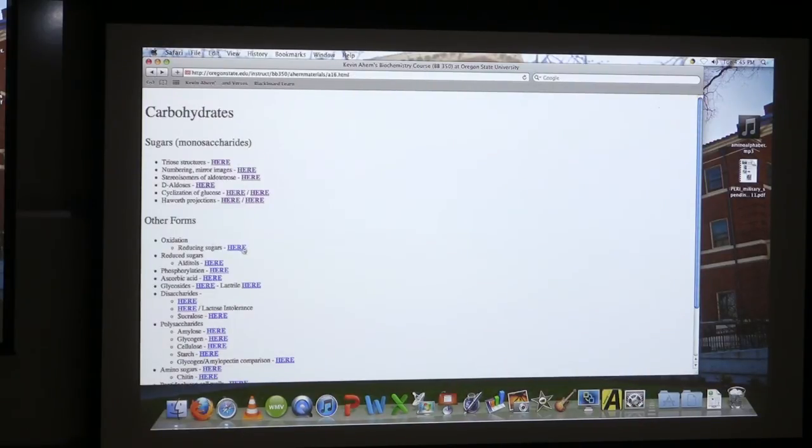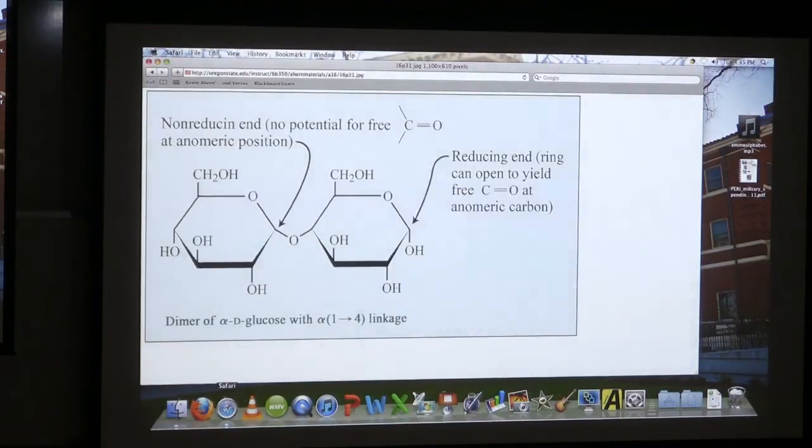What causes it to go from one to the other? It's just randomness. There's flexibility in those bonds, and that flexibility gives rise to it. But because there's randomness and this random structure is less stable than this one, the chair is preferred over the boat. Okay?